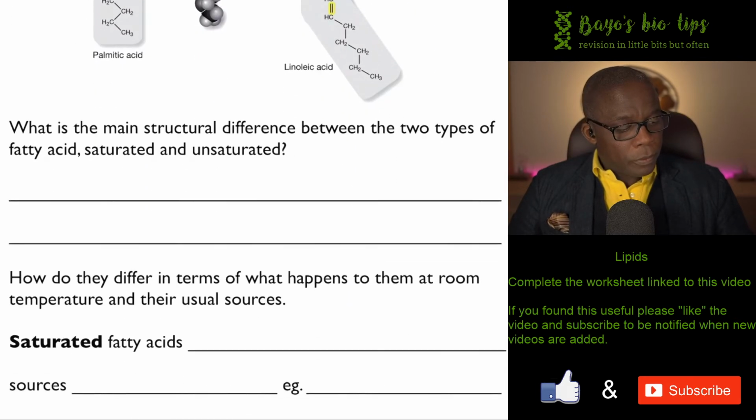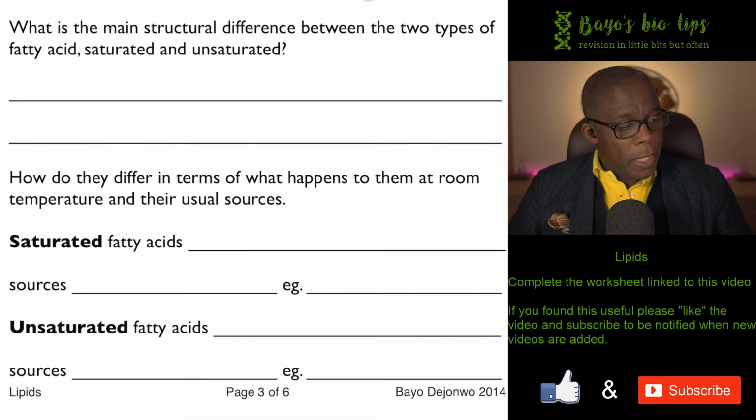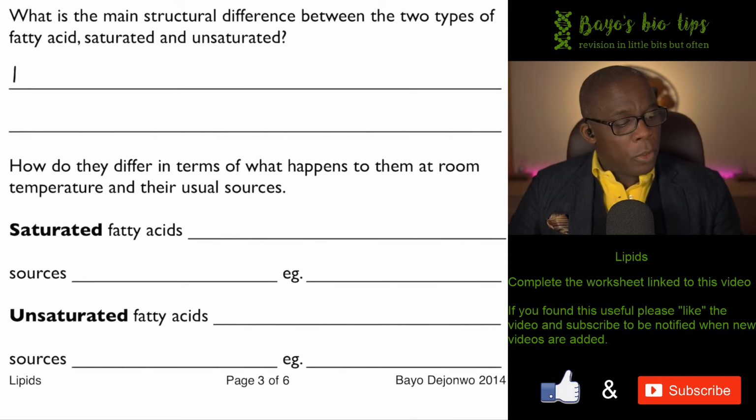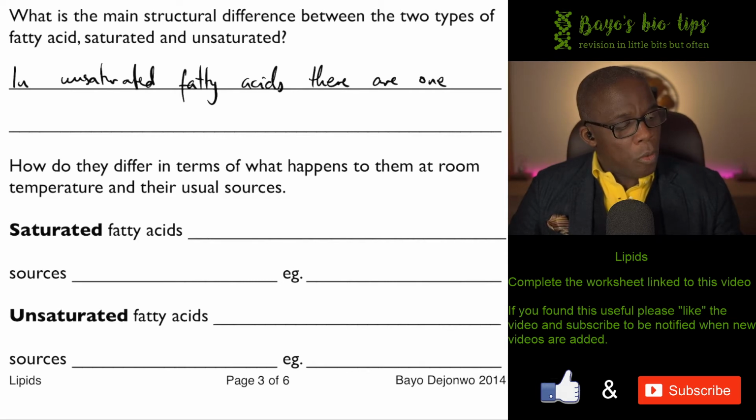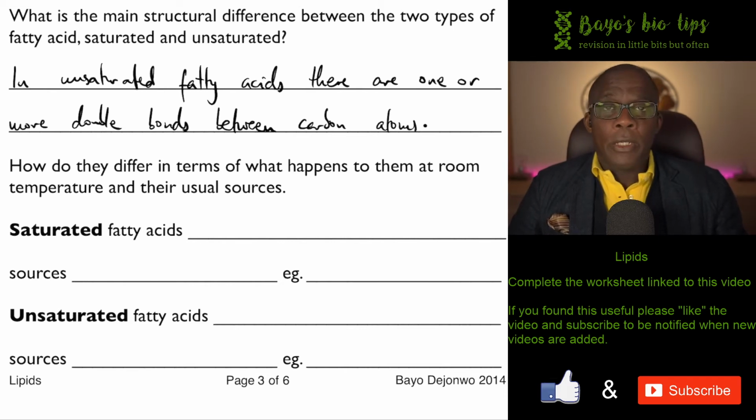Okay, so you probably noticed that in unsaturated fatty acids, there are one or more double bonds between carbon atoms. And you would not have any double bonds in a saturated fatty acid.